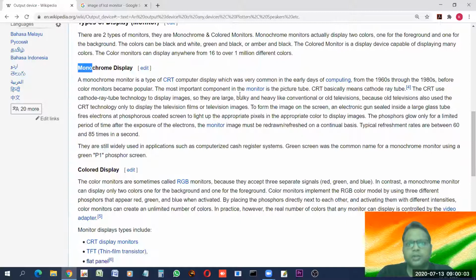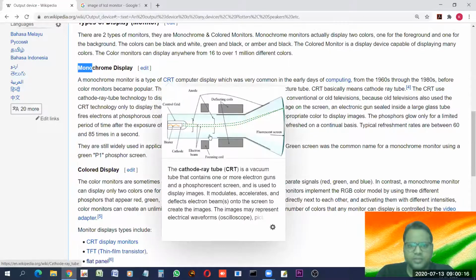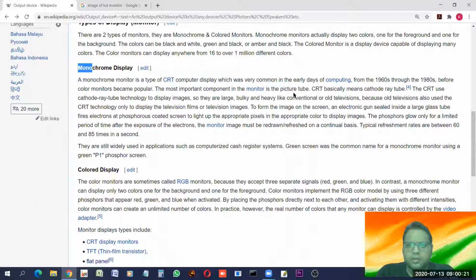The most important component in the monitor is the picture tube. We all have heard it somewhere. Picture tube. So actually, this is the picture tube. This whole setting is known as the picture tube. So CRT basically means cathode ray tube. A CRT uses cathode ray tube technology to display images. They are large, bulky, and heavy like conventional or old television, because old television also used CRT technology to display television images.